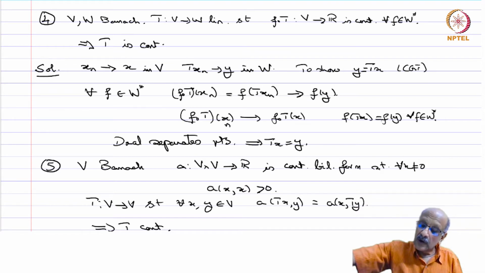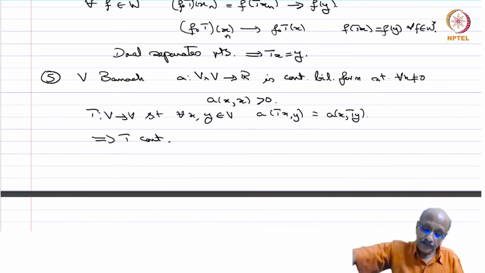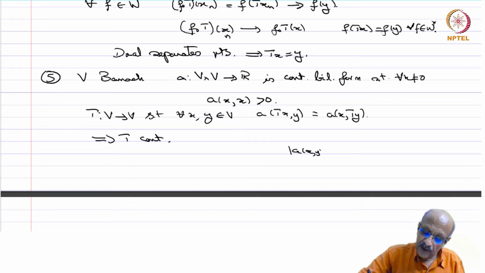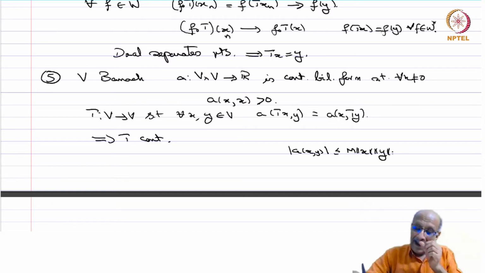Now just a word about what is a continuous bilinear form. That means A of x,y is less than or equal to M times norm x norm y, and so if you fix one variable then it's continuous in the other variable. That's what this tells you. And bilinear means linear in each variable, that's all.